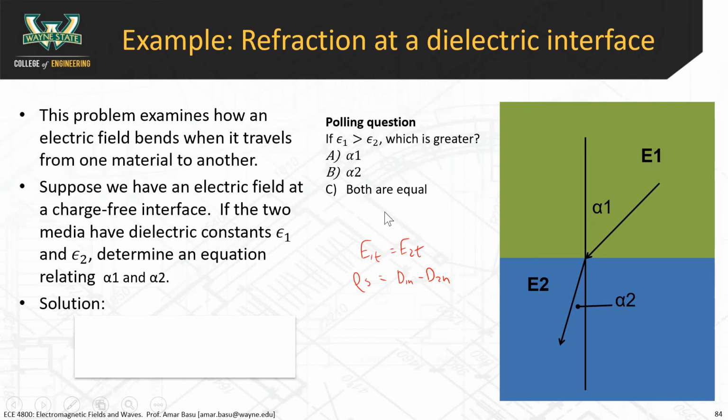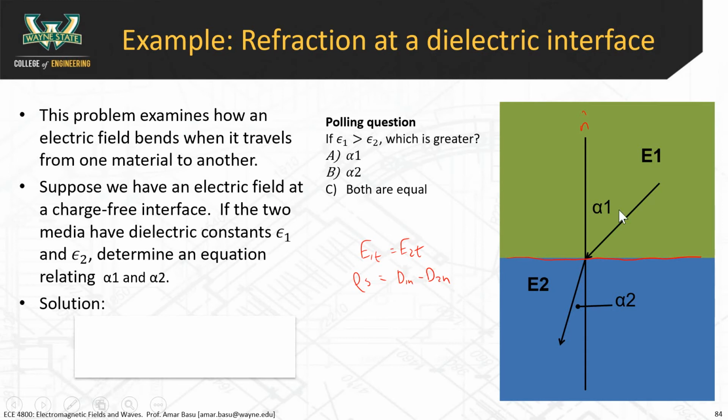This slide talks about refraction at a dielectric interface. So imagine that you have an electric field 1, and it's in a certain type of dielectric material. It's coming in to the interface at an angle alpha 1. So this is the interface here. This is n hat, the surface normal vector. And when it goes into the other material, the angle changes. Alpha 2 is not equal to alpha 1. So electric fields, like light, can bend when they go from one material to another.